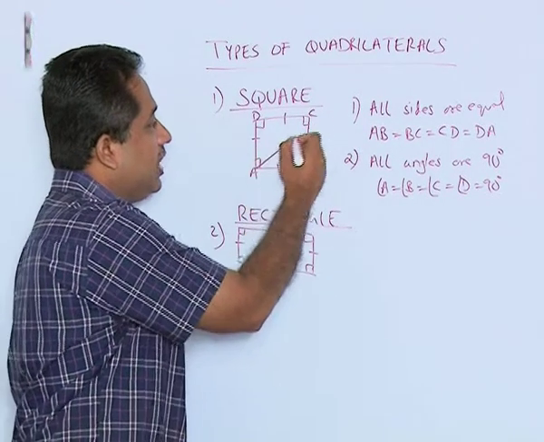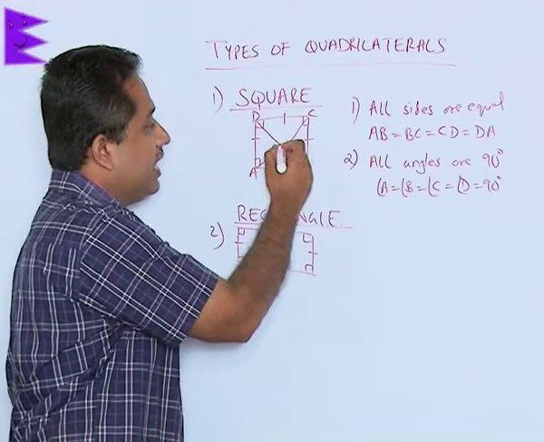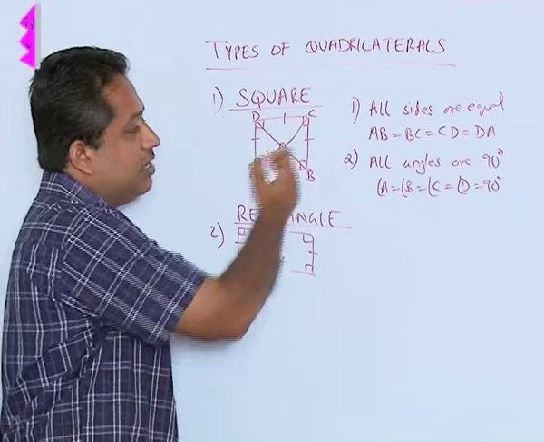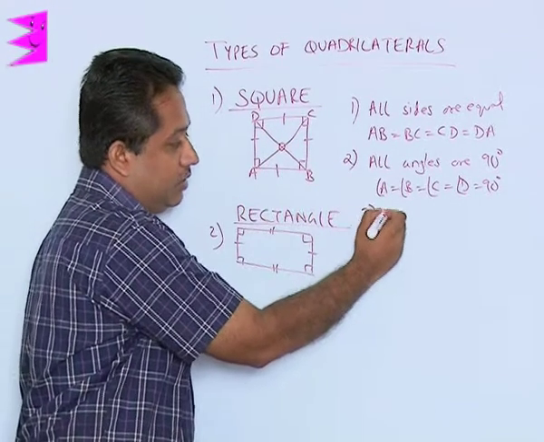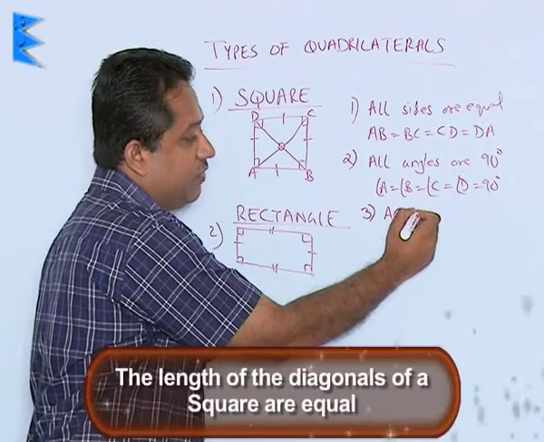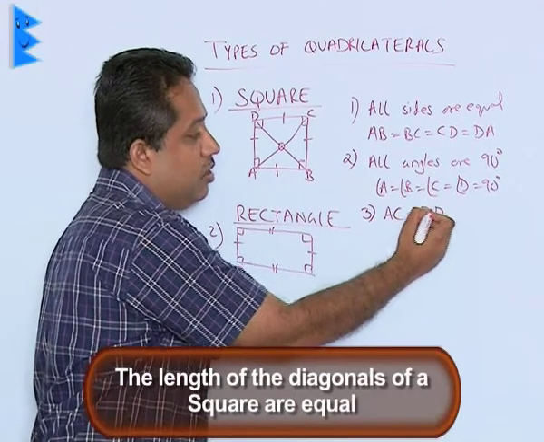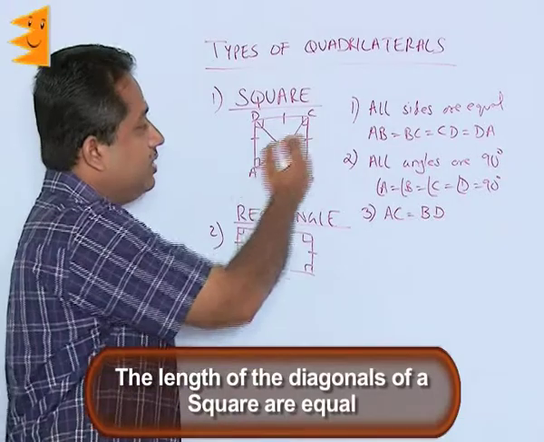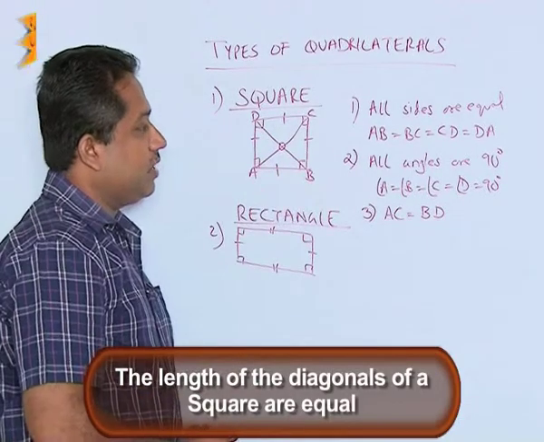Join A to C and join B to D, these are called the diagonals. The diagonals of a square are equal. So, we can say the length of AC will be equal to BD. The length of the diagonals are equal, that is property number 3.